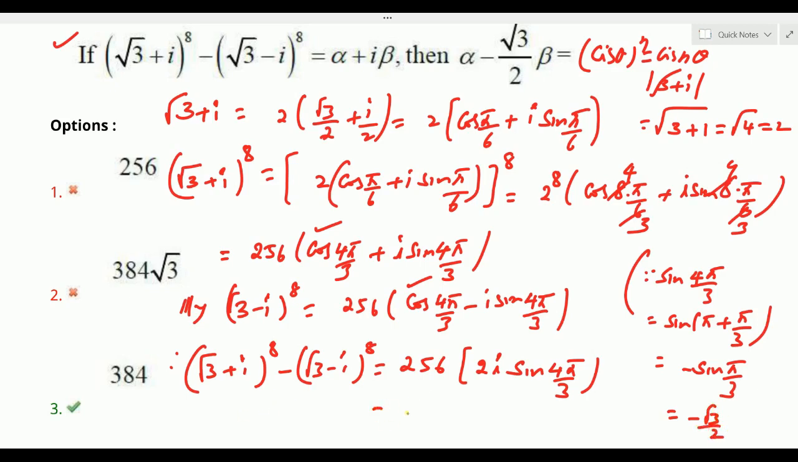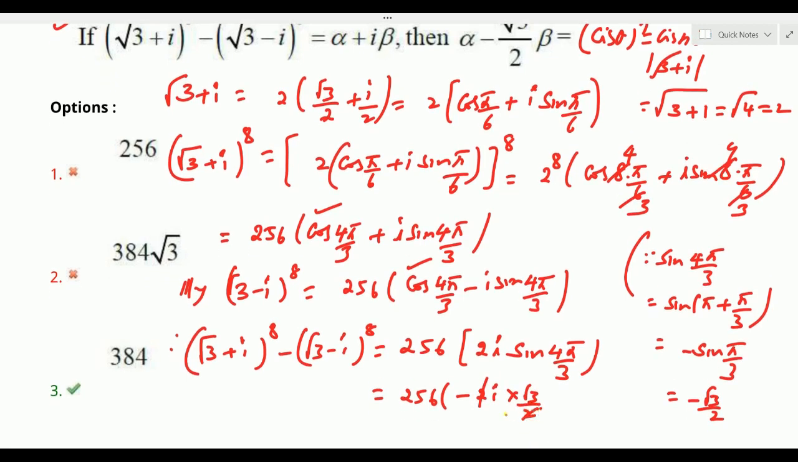Therefore, what is this resultant? 256 times minus 2i into root 3 by 2. The 2 cancels. So what is left over? This is clearly minus 256 into root 3 as well as i. Then we have to compare with alpha plus i beta. By comparing with alpha plus i beta, alpha value is 0, beta value is minus 256 root 3.